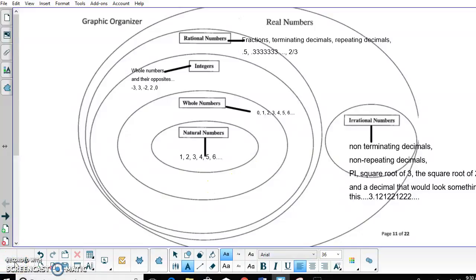Please make sure you fill out your graphic organizer to look something like mine. It's a good study assignment, and you're able to review what rational numbers, integers, whole numbers, natural numbers, and irrational numbers are. If you have any questions after this short video, feel free to come up and talk to me, and we can work more on it.